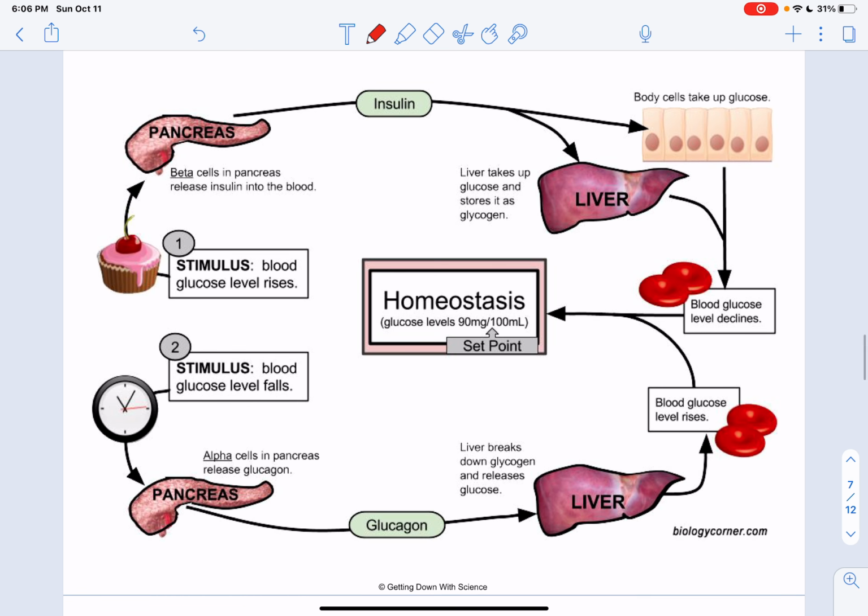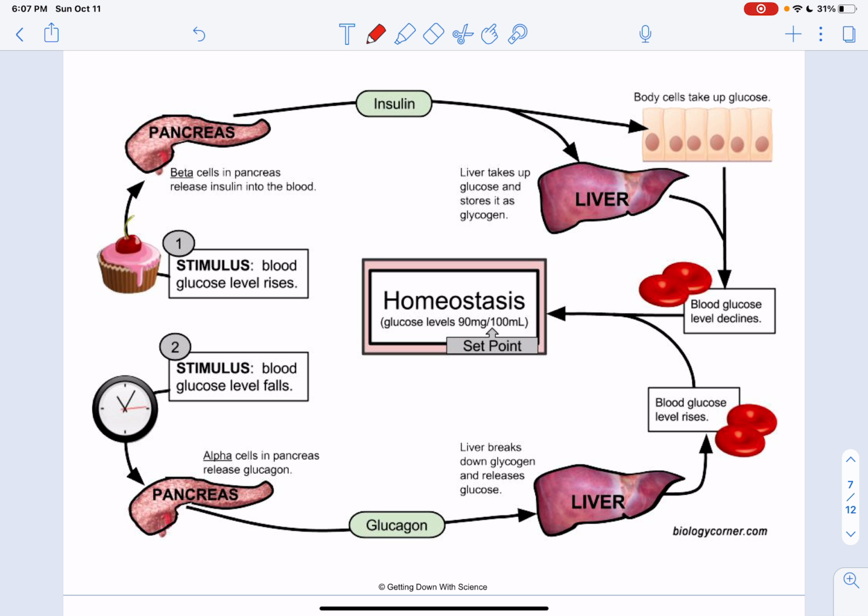This is the same thing with insulin. We can have two routes. Our set point is going to be 90 milligrams of glucose per 100 milliliters of blood. And so that's the set point that we're trying to maintain.